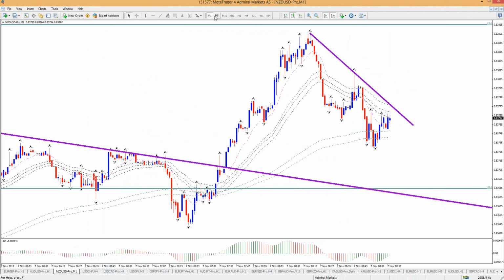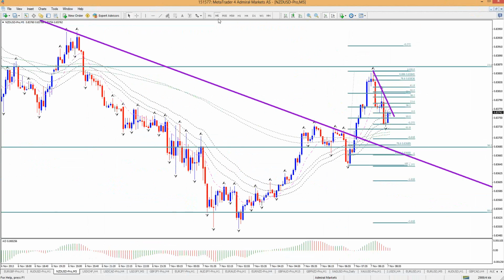It's the 1 minute chart. Looks like it is bouncing off this 74 level.